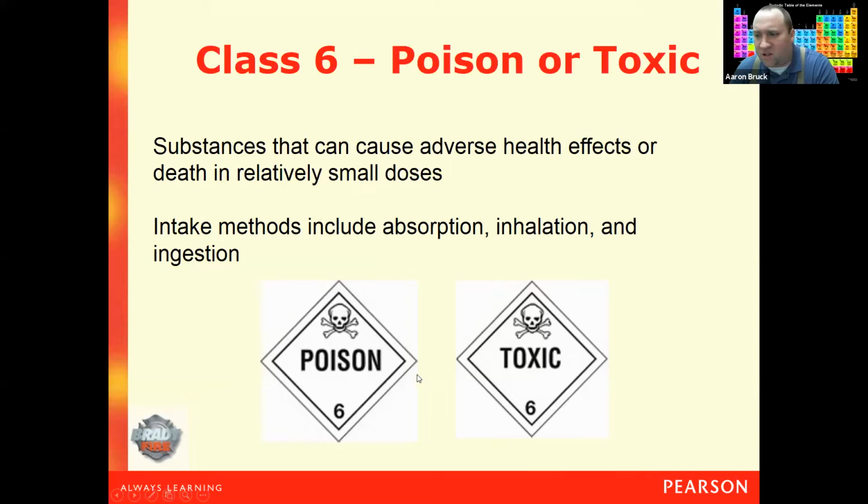Class 6, these are our poisons and toxins. These are substances that can cause relatively difficult adverse health effects, even in small doses. The primary intake methods are inhalation, absorption, and ingestion. And each of those has its own kinds of difficulties.